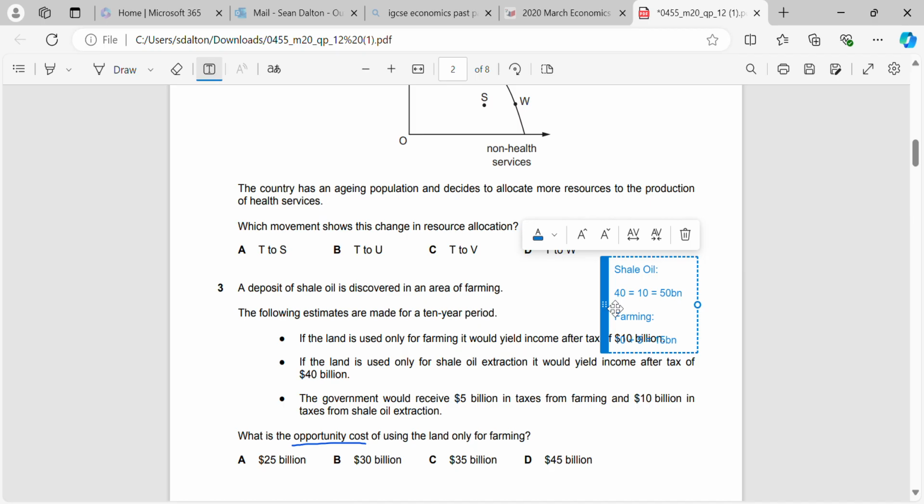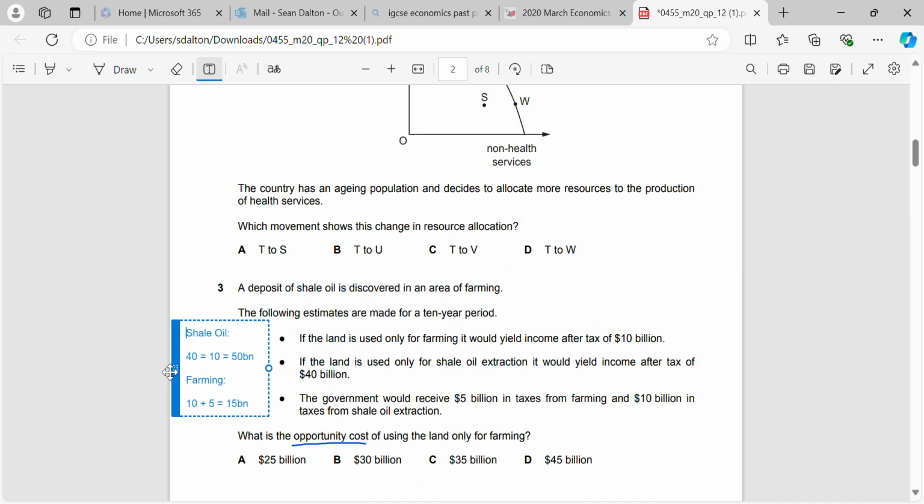We're left with, if we had gone with the shale oil, we would have got 50. If we had gone with the farming, we would have got 15. So what's the opportunity cost of using this option that gives us 15? It's the 35 billion we've lost out on. Okay, 15 billion minus 50, we've had a net loss or net opportunity cost of essentially minus 35 billion, right? Because that's the money we've lost.